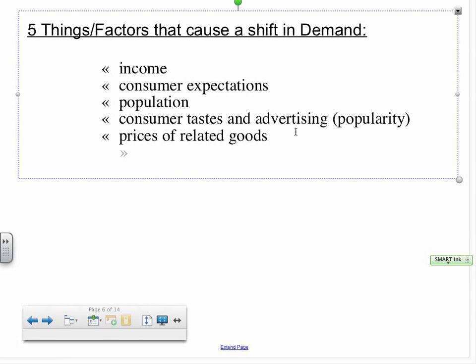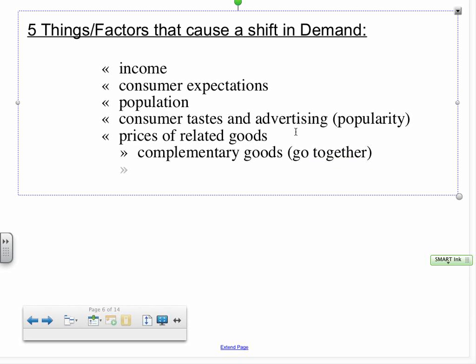One thing to add to the price of related goods is there are complementary goods, or goods that go together, and there are substitute goods, which means that you could either have one or the other.